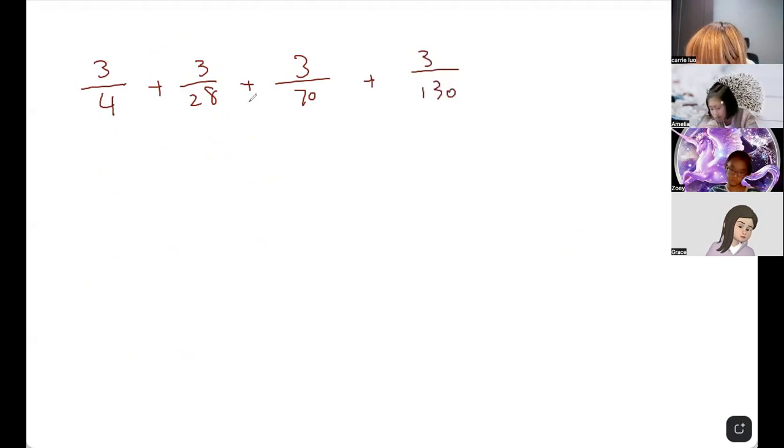I got it right, sometimes I copy the question wrong. Yes. Okay, so I want you to calculate this one.